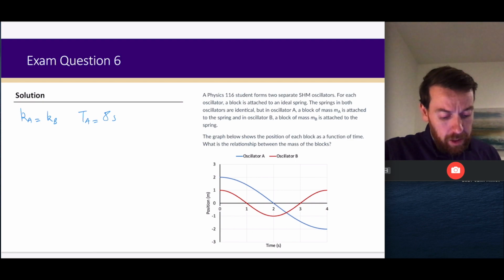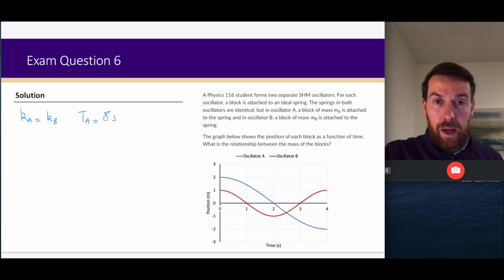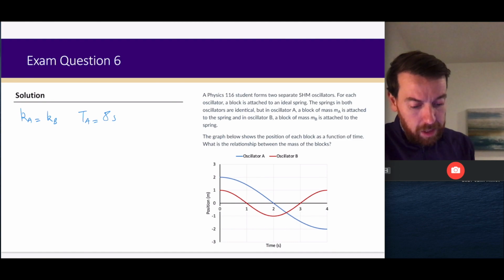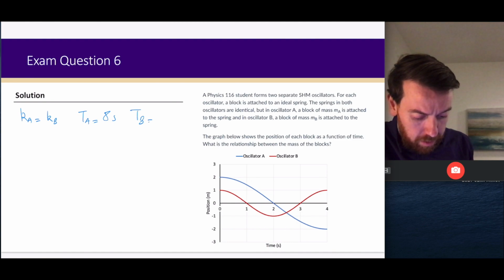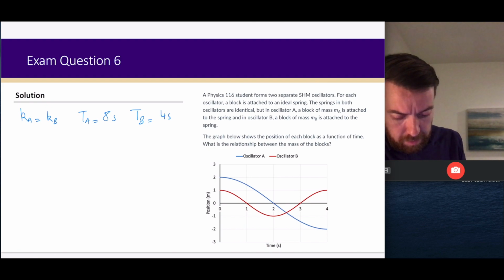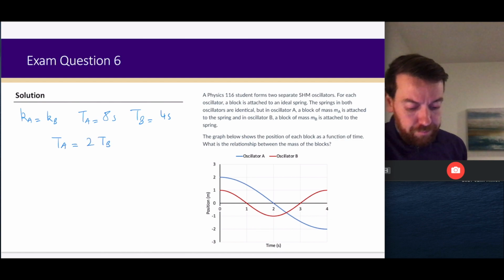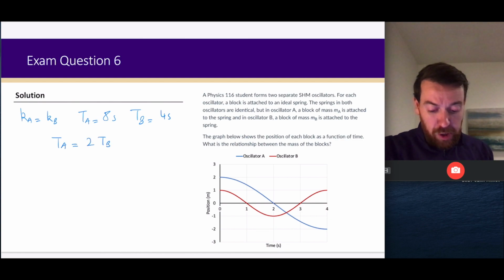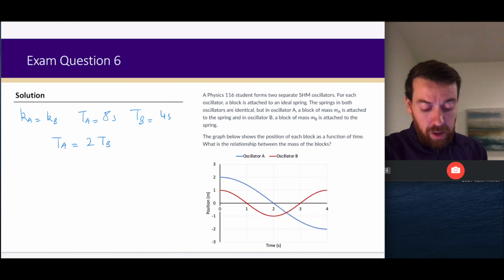Now B goes from 1 meter to -1 meter and back to 1 meter, so oscillator B completes one full cycle in 4 seconds. So the period of B is 4 seconds. What we can see here is that TA is equal to 2 TB. The relationship between the periods will allow us to determine the relationship between the masses of the blocks.